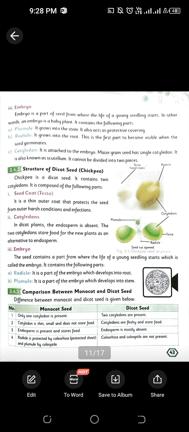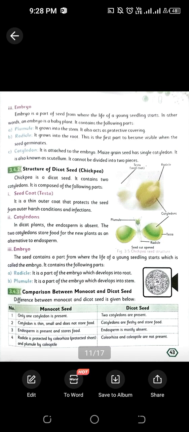Okay, and in the whole plant, the first thing that is visible is a radicle. First of all, there is a development of roots, that is the radicle. Then we have the structure of a dicot seed. A dicot seed involves a seed coat, cotyledons, and an embryo.